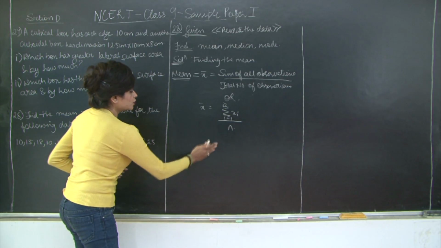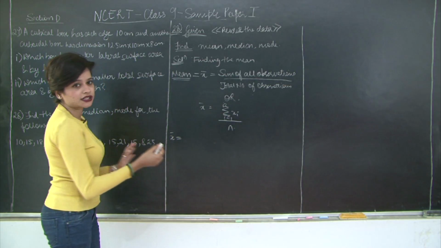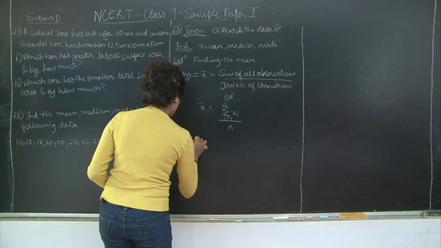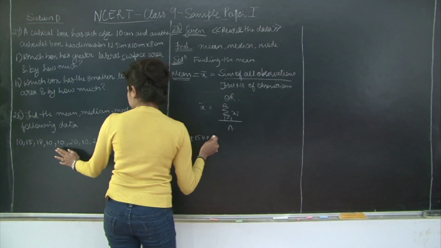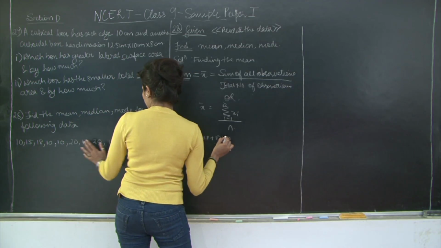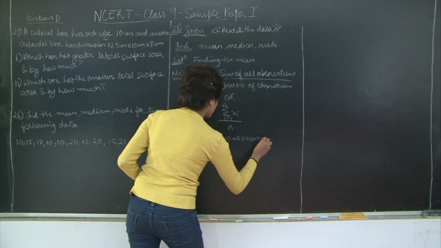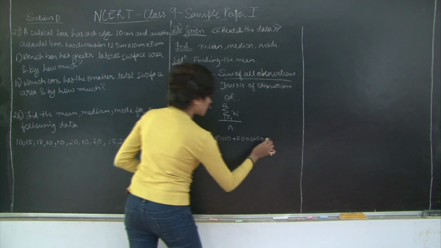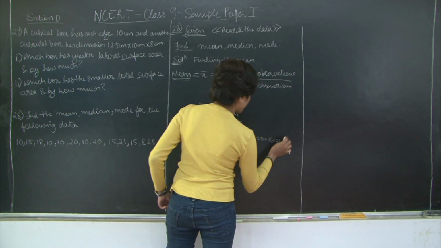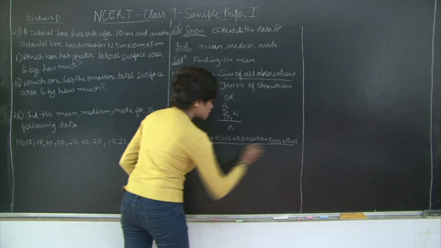So anyway, what you're going to do is substitute the values for all the observations that you have in the numerator with an addition sign in between. So this is going to be 10 plus 15 plus 18 plus 10 plus 10 plus 20 plus 10 plus 20 plus 15 plus 21 plus 18 plus 15 plus 25 upon the total number of observations, which is 12.